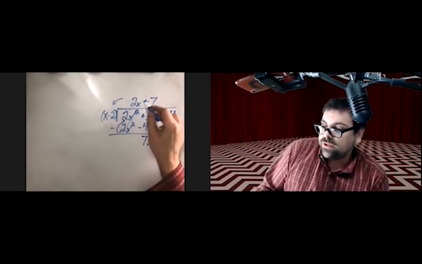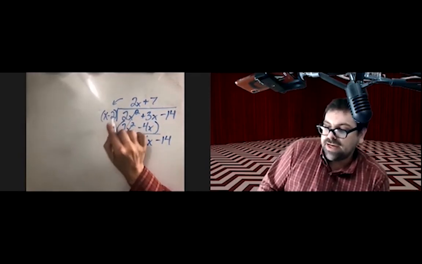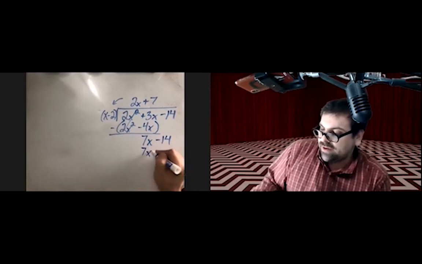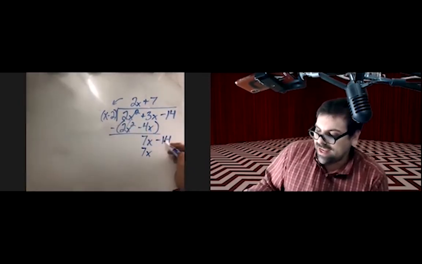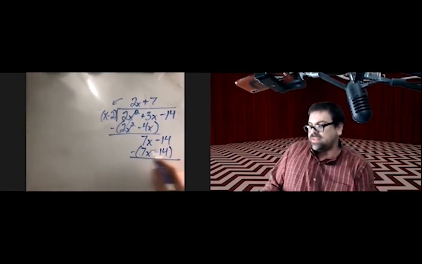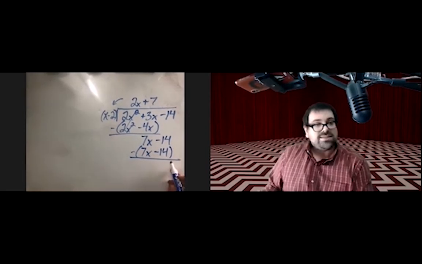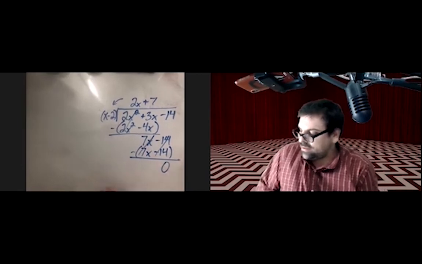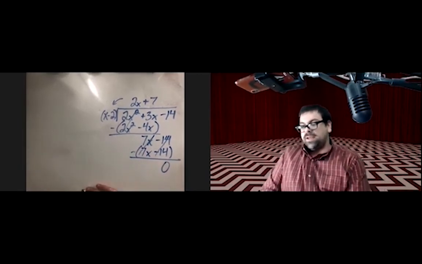Multiply around the corner. Positive 7 times the entire x minus 2. 7 times x is 7x. 7 times negative 2 is negative 14. Subtract the whole thing, and we see 7x minus 14 times its entire self. That's a double bye-bye step. We have no remainder.